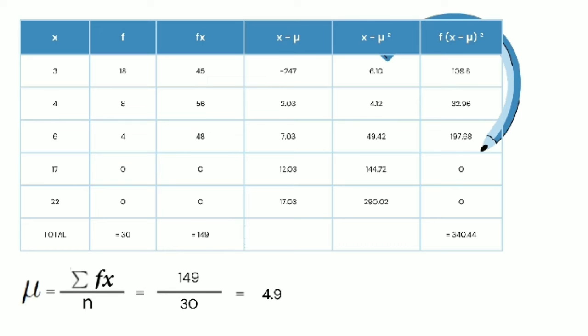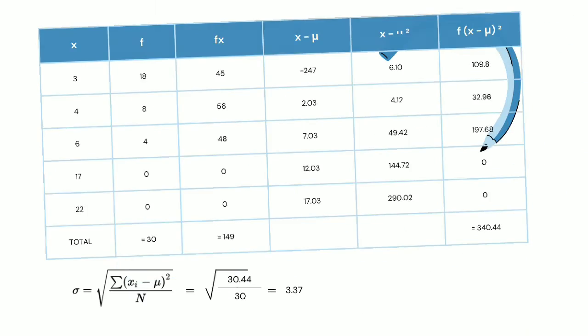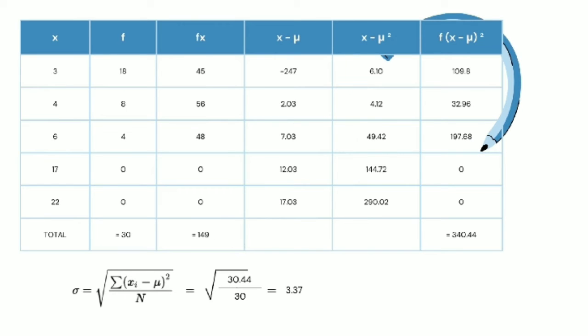Then for the final part, multiply the previous column by the frequency, and add up the column to get the standard deviation. We will divide the total of the 6th column by the total of the second column, then get its root. Let's use this formula to calculate the standard deviation. The population standard deviation equals the square root of f times the quantity of x minus the population mean, raised to 2, over n. Then substitute. We get the square root of 340 over 30 equals 3.37.